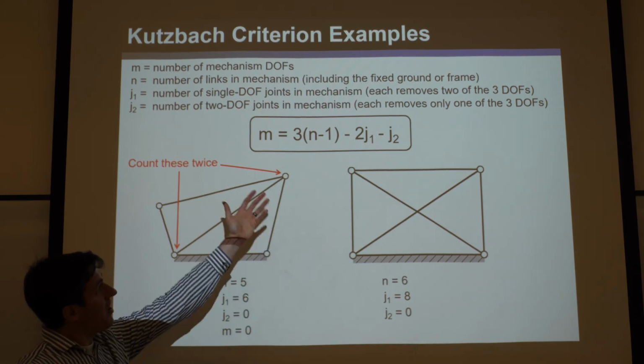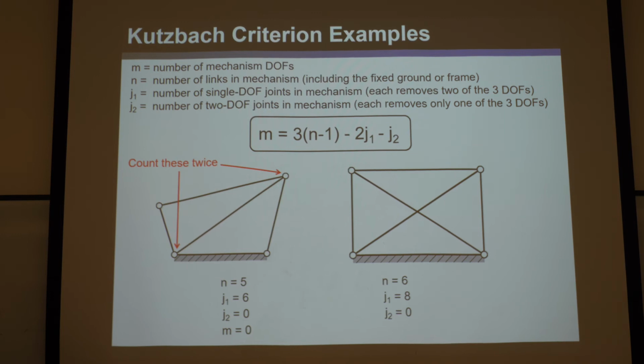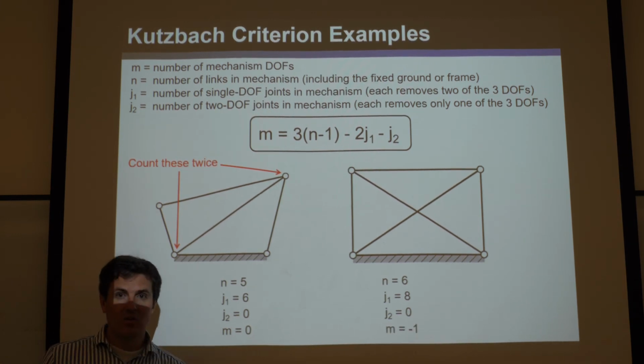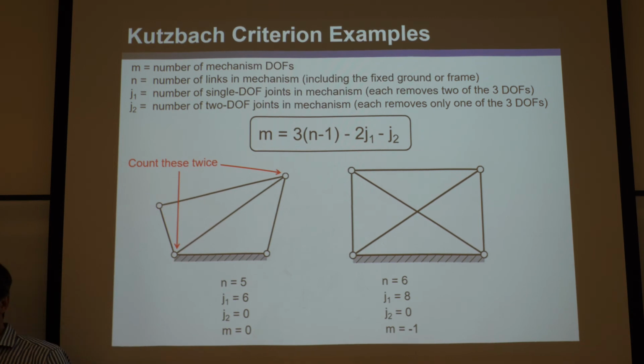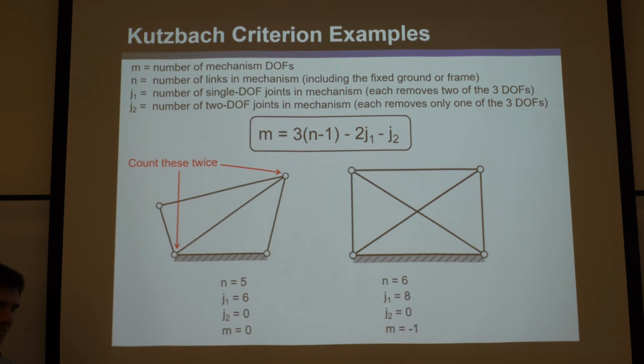Now you plug all this into Kutzbach, and sure enough, what do you find? Your mobility is -1. What does that mean? Certainly if it's -1 mobility, it doesn't move, and you can see that it's even more trussed up than this one. So that's not going to move. If it's 0 mobility or negative, then it's static, it's not going to move, and it's not going to be a mechanism.